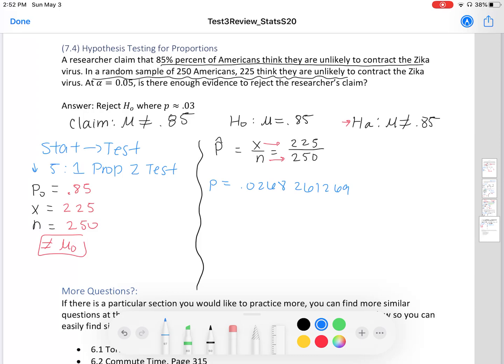Now, the best way to go about it is to compare your p to your alpha. Let's round our p: 0.03. Let's compare our p and our alpha. Make sure p is always written first. Our p is 0.03 and our alpha is 0.05. The inequality that makes this true, it's a less than, right? 3 cents is less than 5 cents. So because it's a less than, our answer is to reject the null hypothesis.